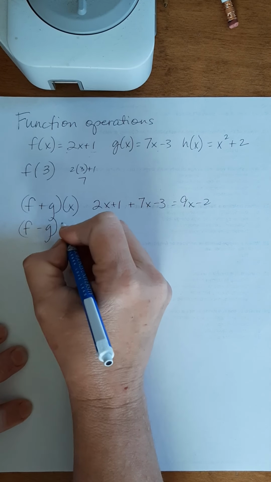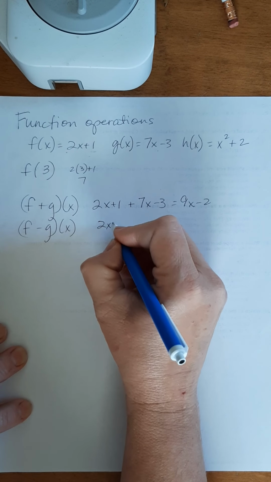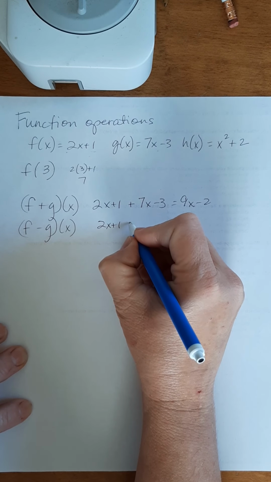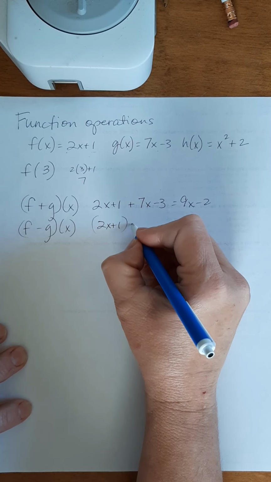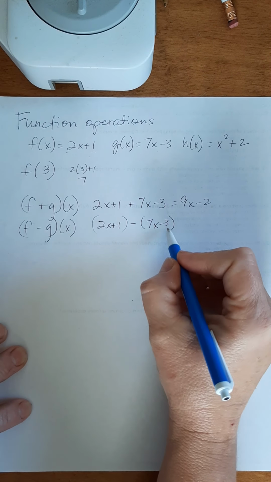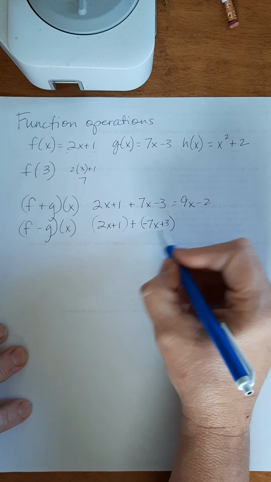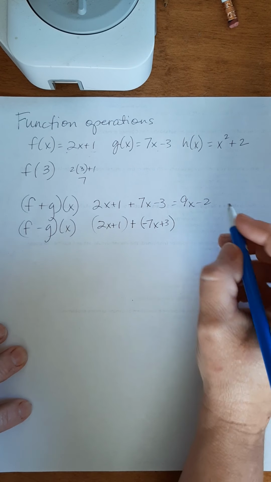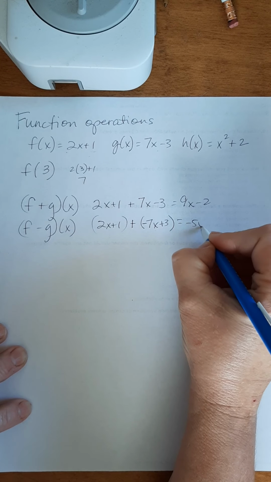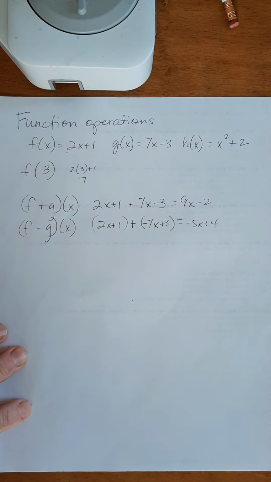F minus g of x. This one you have to be careful of because you're literally going to think about it in parentheses. Minus 7x minus 3. So you're going to have to change your sign to both of them. So negative 5x plus 4. So yeah, subtraction, just be careful because if it's more than one, you have to use parentheses.